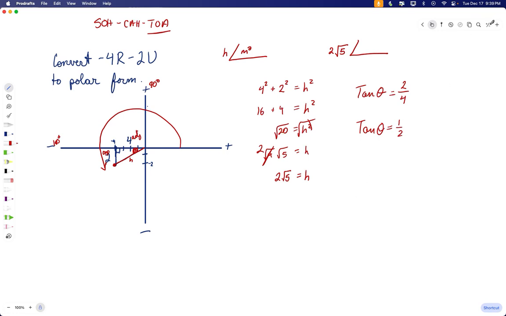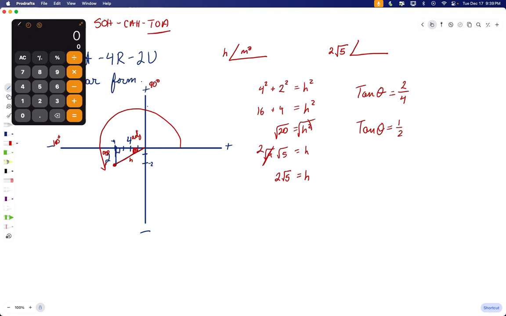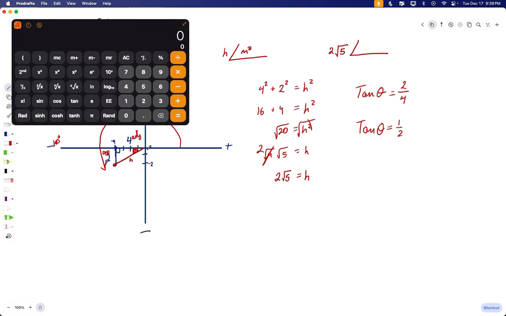But we can use the calculator just to make life easier on ourselves. We know it's going to be 0.5, but we can say 1 divided by 2 just to get it in the calculator. And now we're going to find the inverse tan. So second and then tan of -1. That's the inverse tan, and that's going to give us the degree of measure.